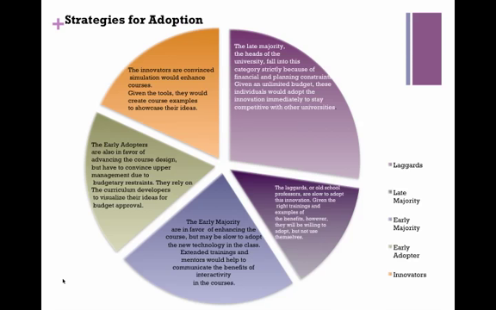The late majority, the heads of the university, fall into this category because of financial and planning constraints. Given an unlimited budget, these individuals would adopt the innovation immediately to stay competitive with other universities. The laggards, or old school professors, are slow to adopt this innovation. Given the right training and example of the benefits, however, they will be willing to adopt, but may not use it themselves.